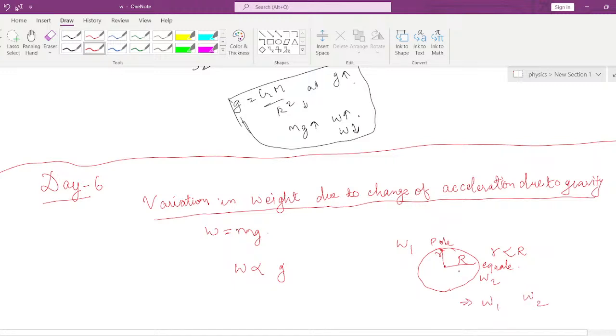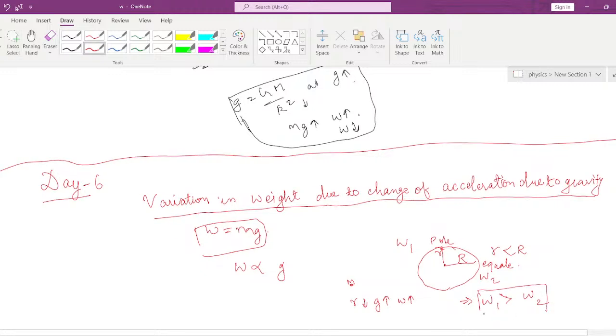Please let me know. Because if r decreases then g increases, and when g increases weight increases, because weight is mg. So w1 will be greater at the pole region, and w2 at the equator is smaller than w1.